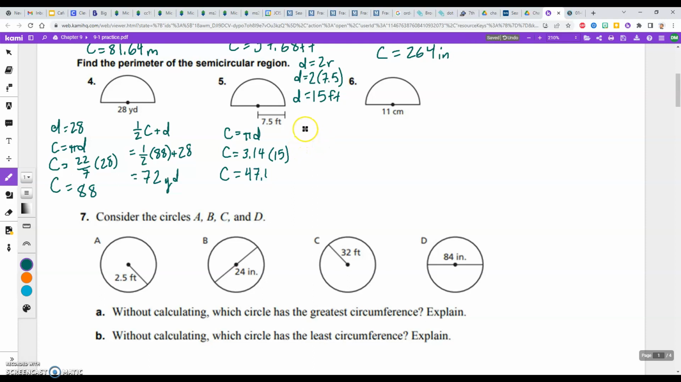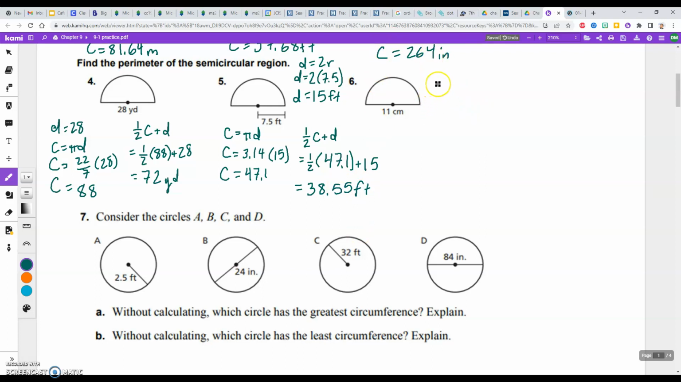So then the perimeter of the semicircle is 1/2 the circumference plus the diameter. So it's 1/2 of 47.1 plus the 15. We put that in the calculator. We should get 38.55 feet.